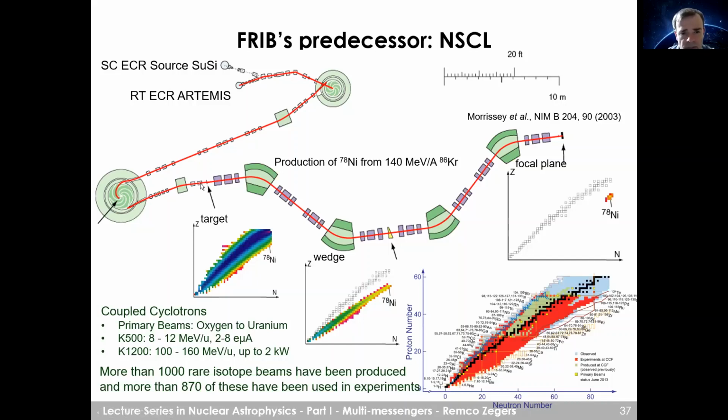And so you can shoot them at a target. There's a little production target. It's really just a thin foil. And you produce all kinds of elements. So again, this is the chart of isotopes, neutrons and protons, and you produce all kinds of stuff.